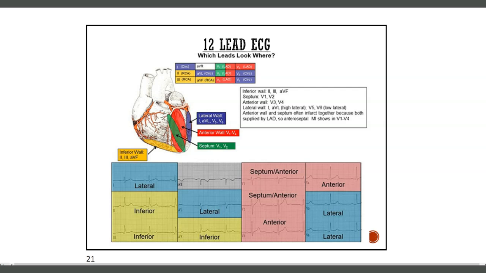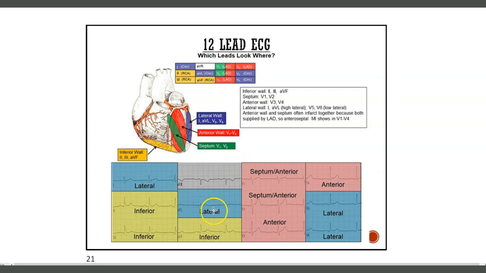So when it comes to the inferior part of the heart, you have lead 2, 3, and AVF. When it comes to the septum of the heart, you have V1 and V2. The anterior portion, on the other hand, would be V3 and V4, and then the lateral wall would be lead 1, AVL, V5, and V6. And then you have the anterior wall and septum, which are often the areas that are infarcted in an MI. You will see that in V1 to V4.